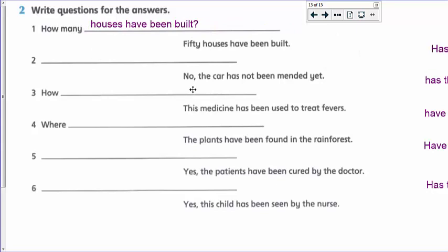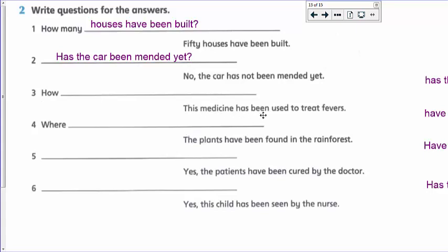Number 2. No, the car has not been mended yet. Because we have no, so the question article here, it should be has or have. أداة السؤال has or have. So the car here, we have the car, so the question article will be has. So we can say, has the car been mended yet? Look at the question here. Has the car been mended yet?